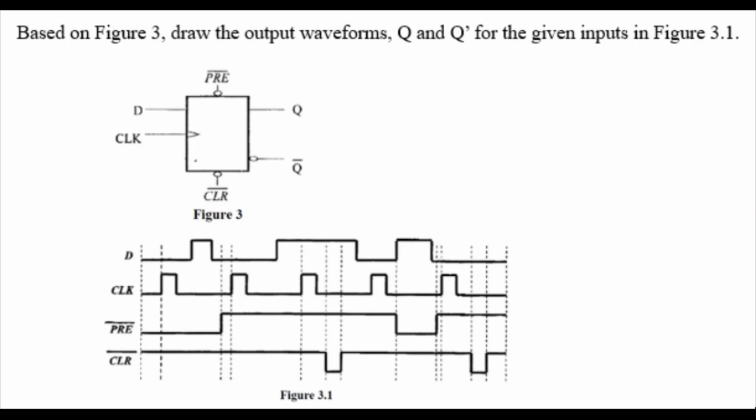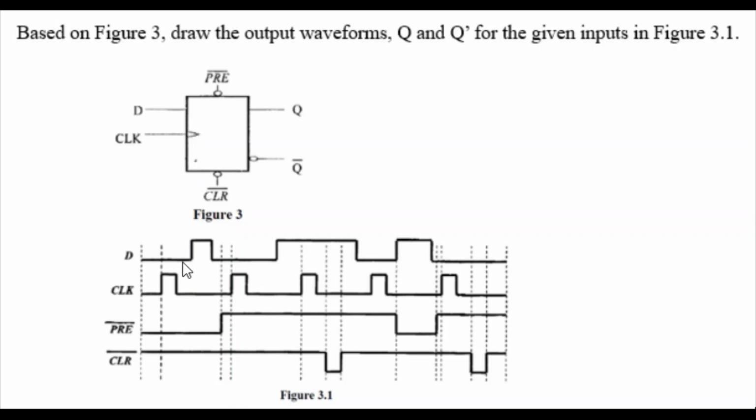Hello guys, today's question is based on figure 3: draw the output waveform Q and Q bar for the given input in figure 3.1. So this is our figure 3 D flip-flop. Here you can see no bubble is given, so it's positive edge triggered. If a bubble is given, it becomes negative edge triggered. So the output will change at the positive edge of the clock.